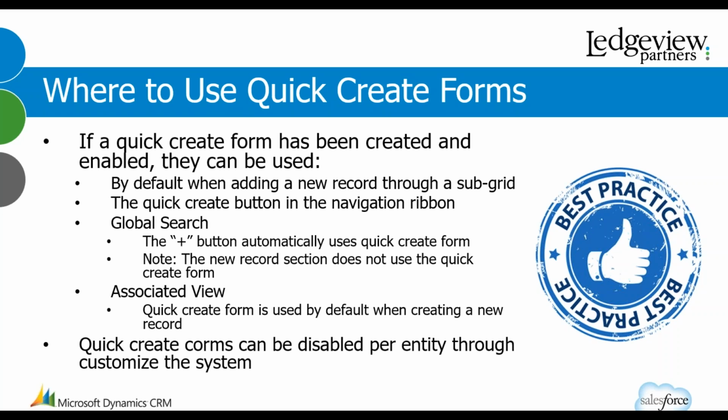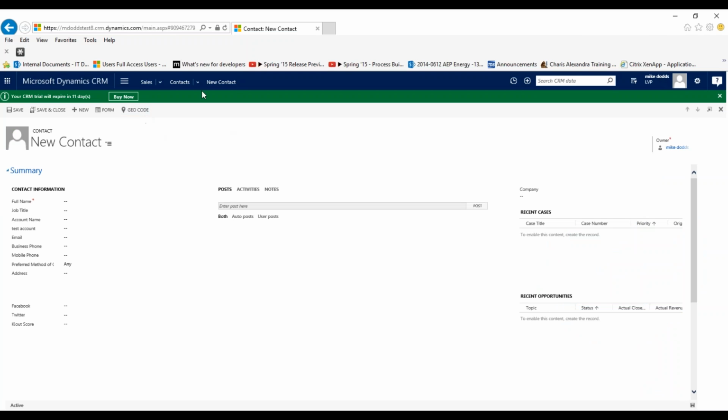Again, as I stated before, quick create forms can be disabled per entity through Customize the System. This is something your system administrator can do for you. So we're going to jump back into CRM, and I'm going to show you where each of these are located.